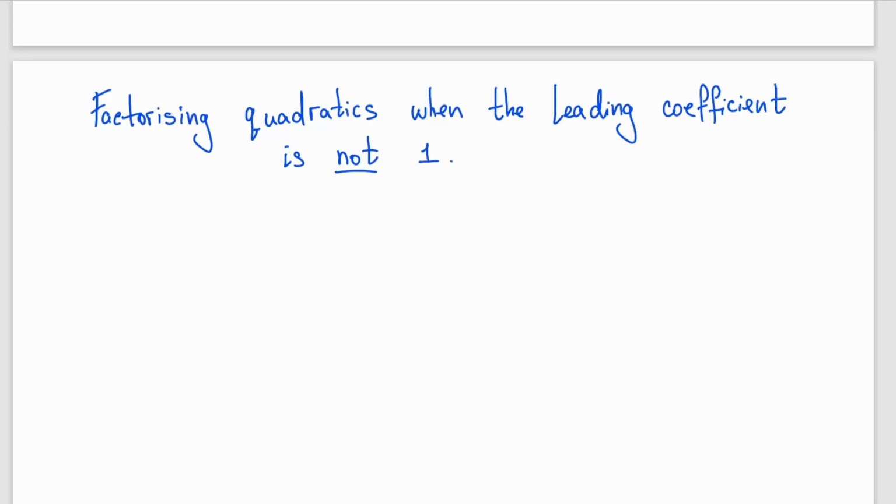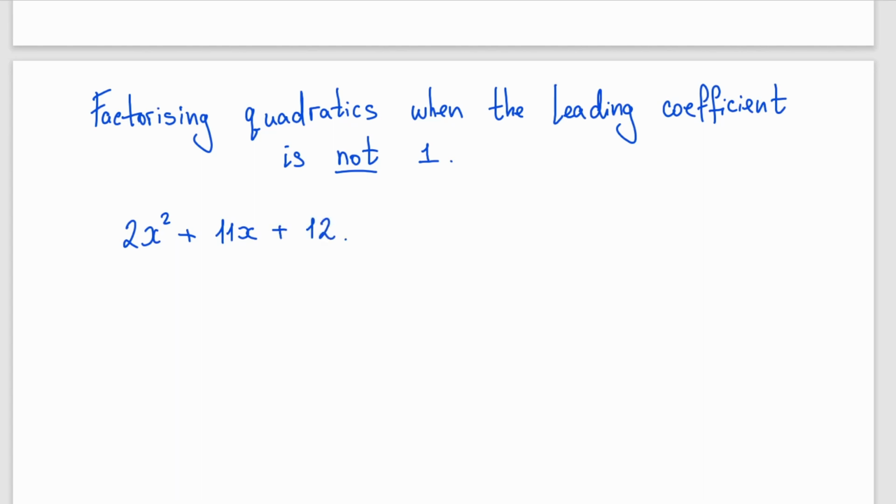Hello and welcome to this video where I'm going to show you how to factorize quadratics when the leading coefficient, or a, is not equal to 1. There are many ways to do so, but I'm going to show you the easiest, in my opinion, on the following example. Let's say we have to factorize this 2x squared plus 11x plus 12.